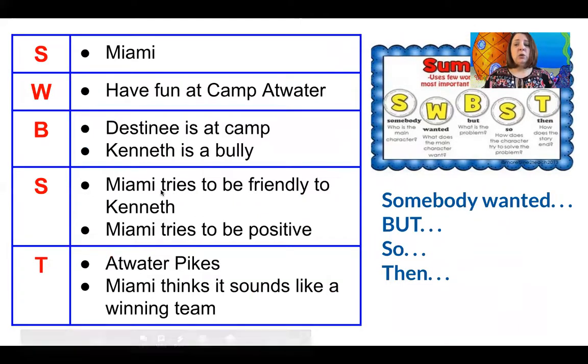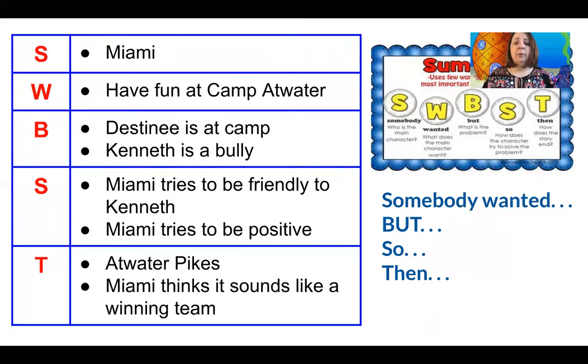So if we want to use the acronym SWBST, somebody wanted, but so then, this would be chapter 1. Our somebody is Miami. What did he want? Well, in a very short, brief statement, Miami wants to have fun at Camp Atwater. It's his summer vacation. He loves baseball.